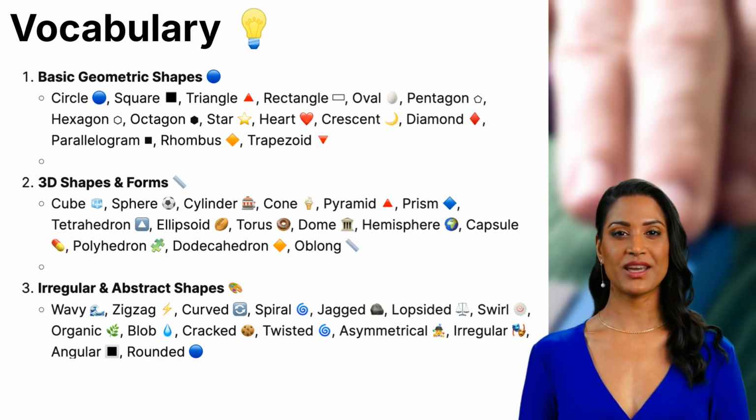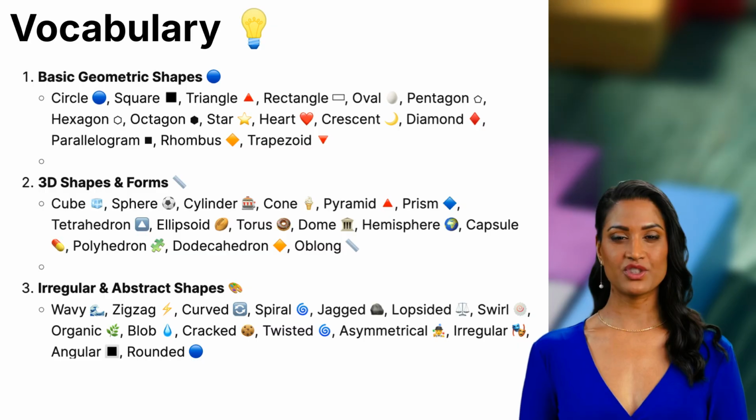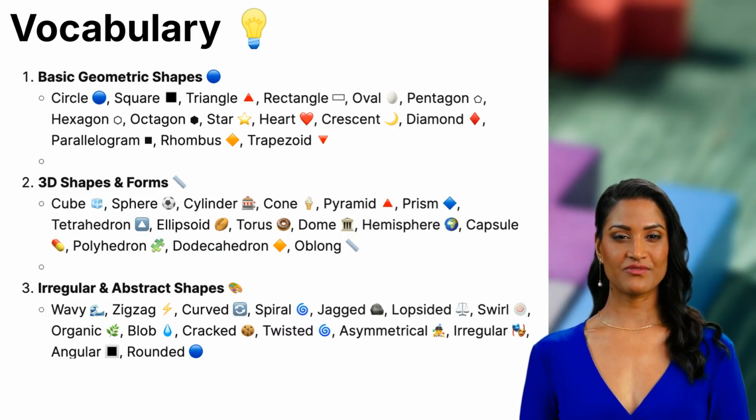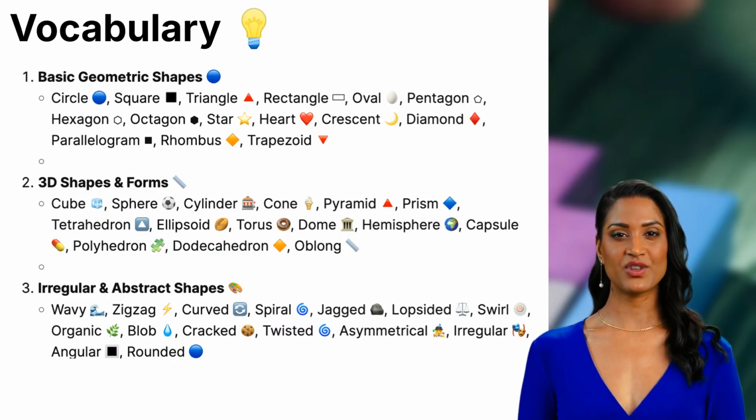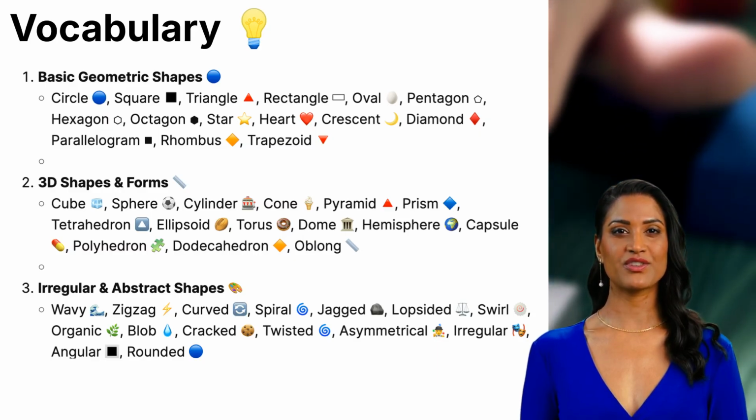Cracked, a broken or split pattern. Twisted, a shape that appears rotated or bent. Asymmetrical, a shape that lacks balance or identical sides. Irregular, a shape that does not follow a standard pattern. Angular, a shape with sharp corners and straight lines. Rounded, a shape with smooth curved edges.